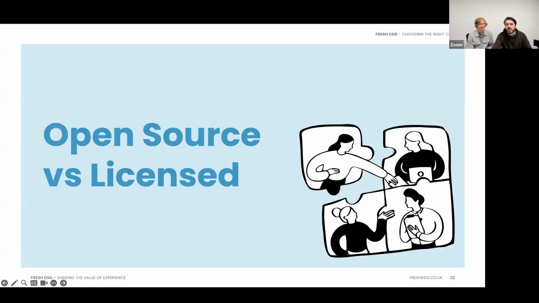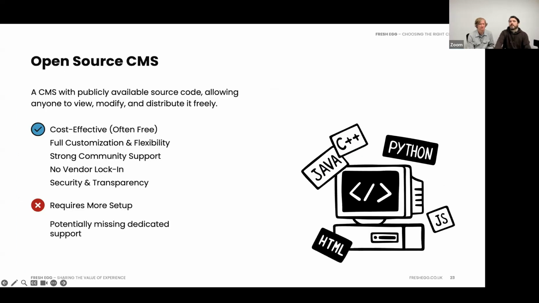So open source versus license. Open source CMSs, this is where the source code, so the code that runs that CMS, is publicly available. You can view it, contribute to it. So any developer in the world can contribute to the likes of WordPress because it's an open source CMS.